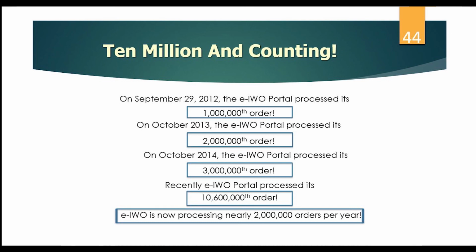As you can see here, this is sort of our brag chart, but as of September 2012, we had processed 1 million orders, which was pretty exciting for us because it took a while to get up and moving. And we consistently have grown in the number of orders that we've processed each year. And just recently, we achieved over 10 million orders processed since the beginning of the process. And we're on track to process about 2 million orders through the E-IWO process a year. So just to give you the comfort level that the process does work, it's established, and many employers and payroll companies are using it.